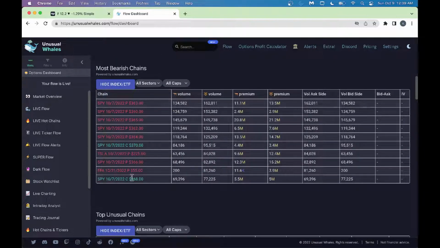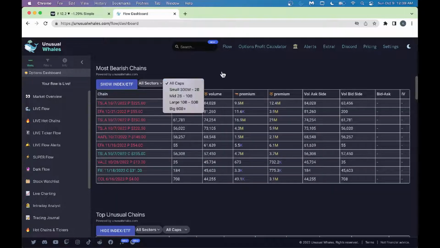Then there is bearish chain here. You could do the same thing here. You could say hide index and ETF, and you could go into all caps. That's good enough. Look, Tesla is doing well. Looks like it's bearish, as you can see here. And you could also look at various other caps here. You get a good idea what to trade. Just by looking at this, these are the bearish chains. You might want to buy some put options, or you might want to buy some put spreads.